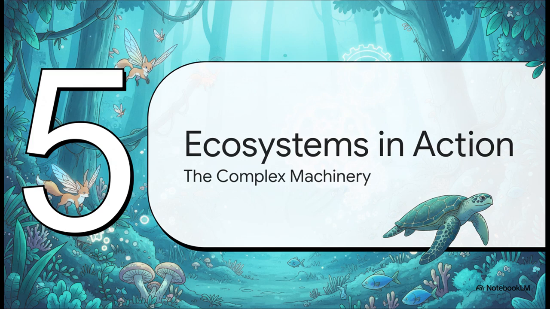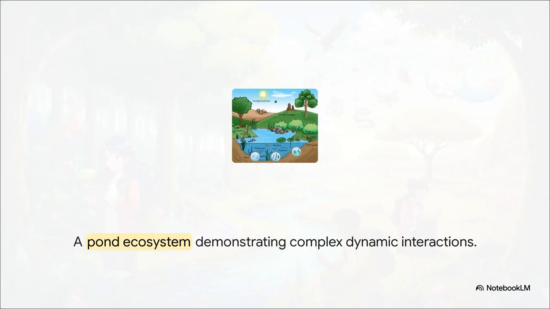Finally, part 5, ecosystems in action. Let's pull all of these theoretical concepts together and see how this complex machinery actually operates in the real world. Think about a basic pond ecosystem. It perfectly captures everything we've just been talking about. You have the living organisms, the frogs, the fish, the algae, all occupying their specific niches, and they're constantly interacting with the abiotic or non-living elements, the sunlight warming the water, the soil at the bottom, the oxygen they breathe. It is this beautiful, continuous, dynamic loop of life.